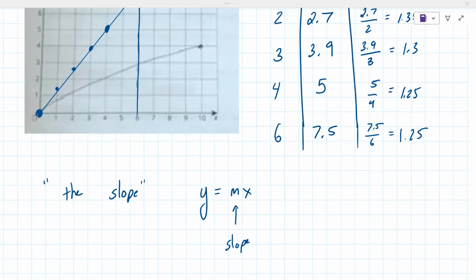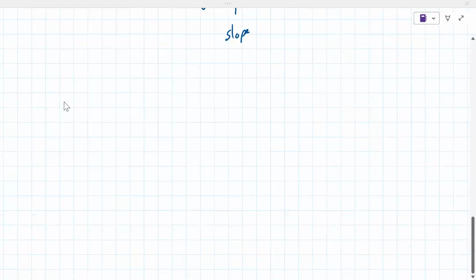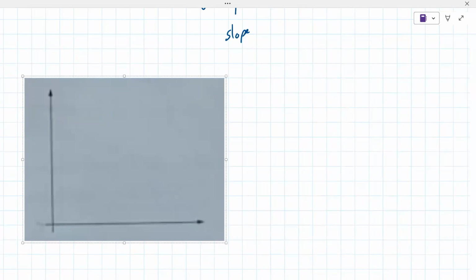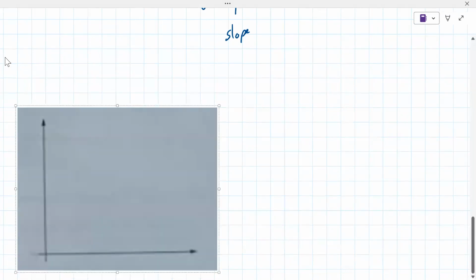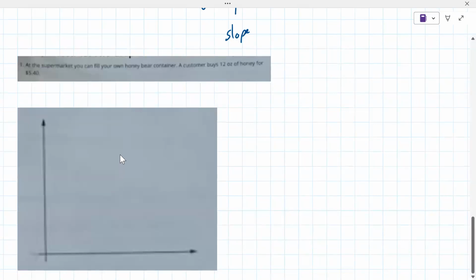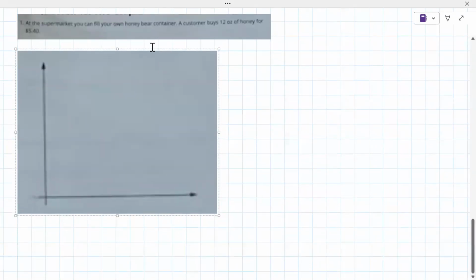We've got about 5 more minutes left in our lesson today, so we'll get some of these questions done and see if we can come up with some more answers here. All right, so this one is buying something at the supermarket. A lot of people at the supermarket this weekend. If you went out, Costco was very busy. All right, so it says at the supermarket, you fill your own honey bear container.